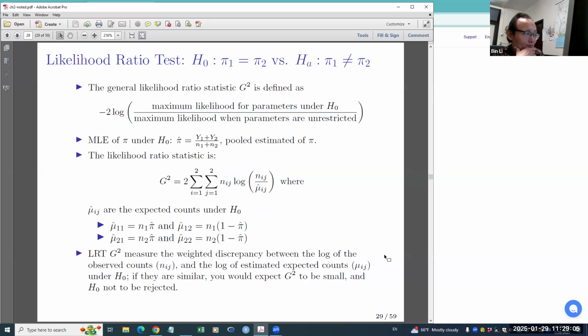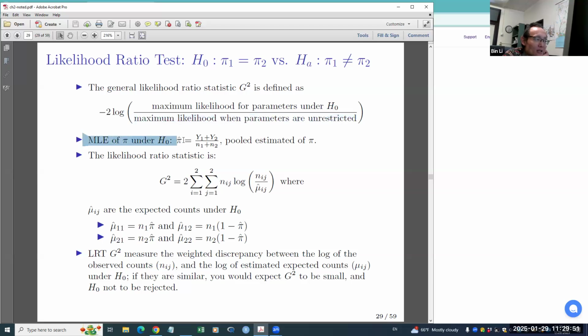Okay, this is comparing pi 1 and pi 2, not using the z-test, but using the likelihood ratio test. We can also do the hypothesis test through the likelihood ratio test. Remember, the general likelihood ratio test statistic is defined as -2 log of the maximum likelihood under the null over the maximum likelihood when the parameters are not restricted.